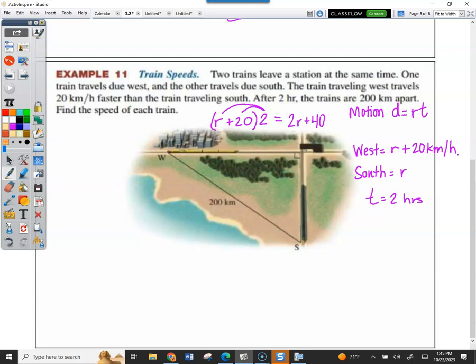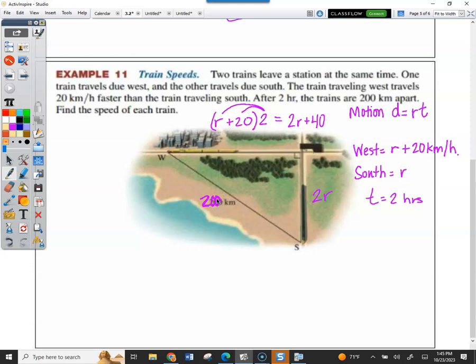Now the southbound train is not complicated. It's going at a speed of R. It's traveled for 2 hours. How far apart are they? 200 kilometers apart.